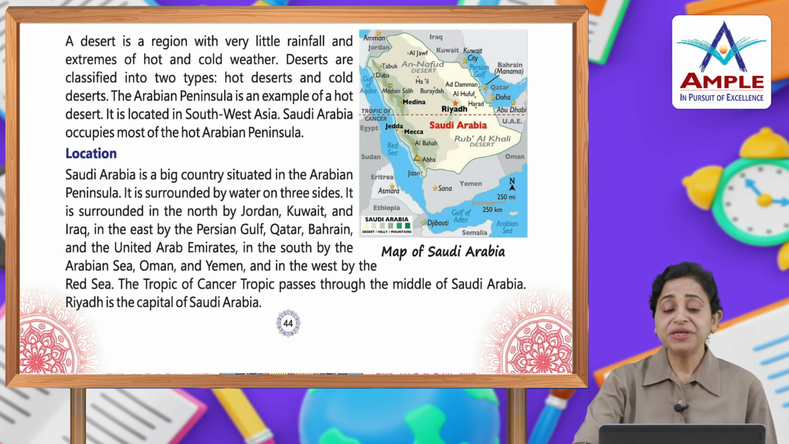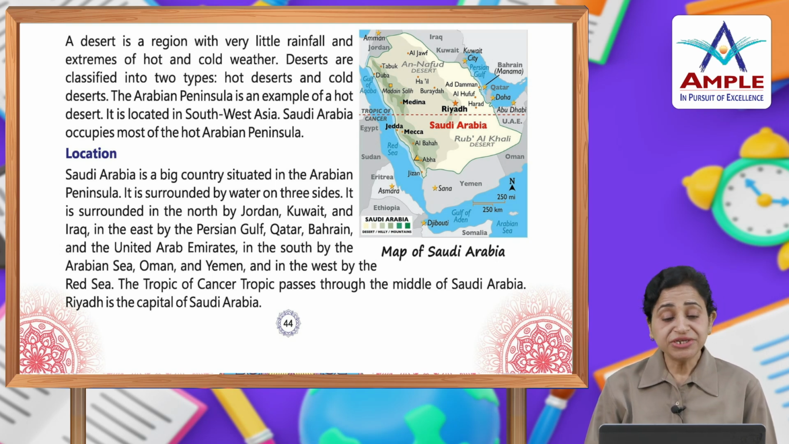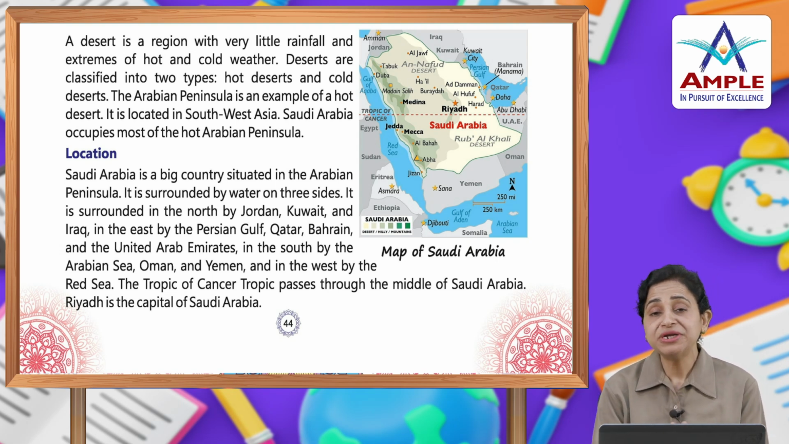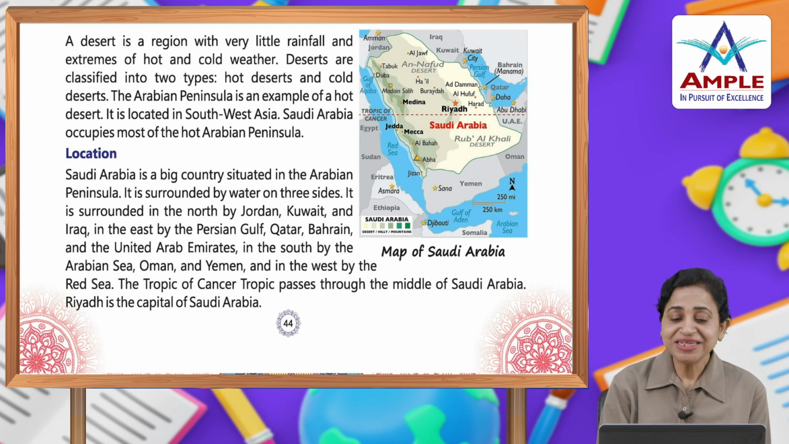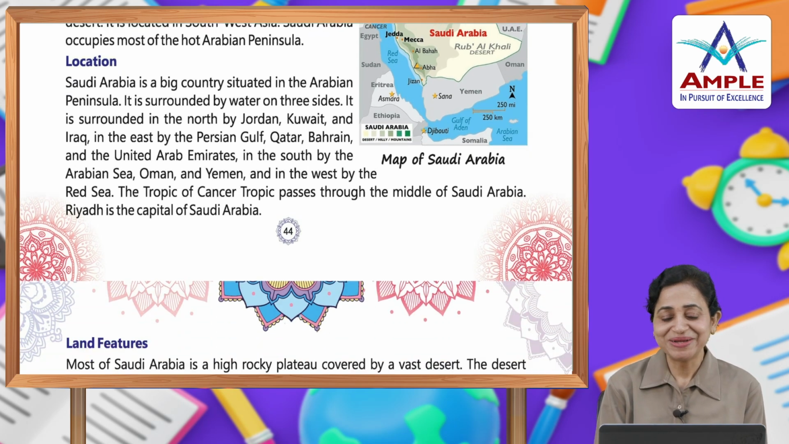Location: Saudi Arabia is a big country situated in the Arabian Peninsula and it is surrounded by water on 3 sides. It is surrounded in the north by Jordan, Kuwait and Iraq, and in the east by the Persian Gulf, Qatar, Bahrain and the United Arab Emirates, in the south by the Arabian Sea, Oman and Yemen, in the west by the Red Sea. The Tropic of Cancer passes through the middle of Saudi Arabia. Riyadh is the capital of Saudi Arabia.